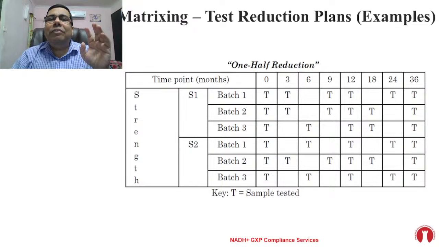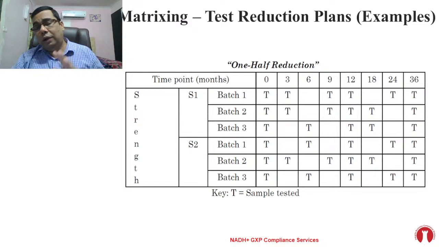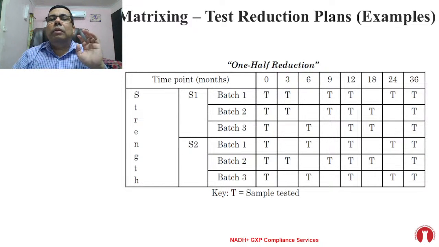So there are three batches, right? Batch 1, 2, 3. And each batch has two strengths, S1 and S2. Each strength has three different batches: batch 1, batch 2, batch 3. And each batch is charged for the stability study for long term. The example is given for a long term study. So what are the stations? These stations are in line with ICH Q1D R2.